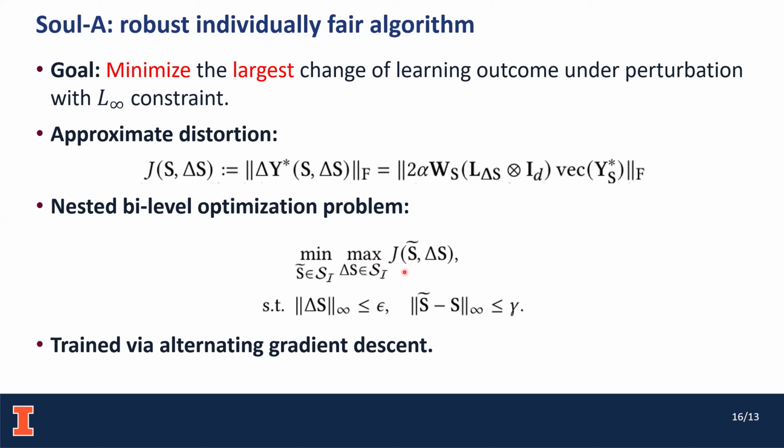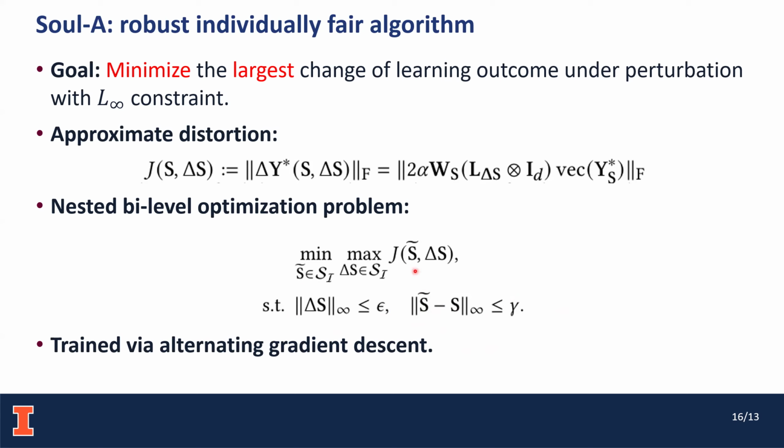And in the lowest level, in the approximate distortion, as we are using the Y star here, we also need to solve the optimization of the informal algorithm to find the best individually fit learning outcome with respect to the given similarity measure. And we enforce that the perturbation delta S is in the L infinity constraint. And also we want the change of the similarity matrix, which is S tilde minus S here, to be constrained as well.